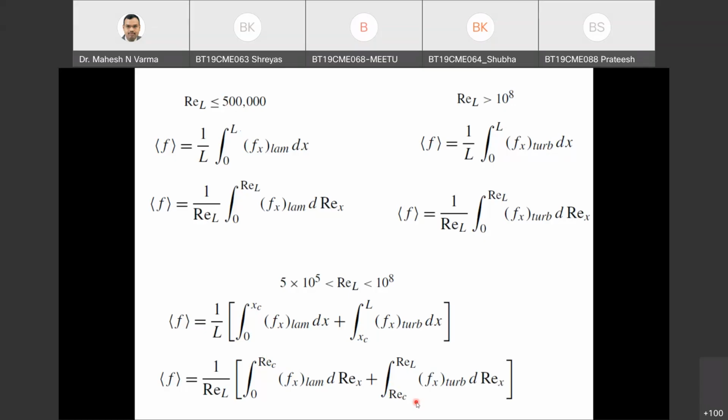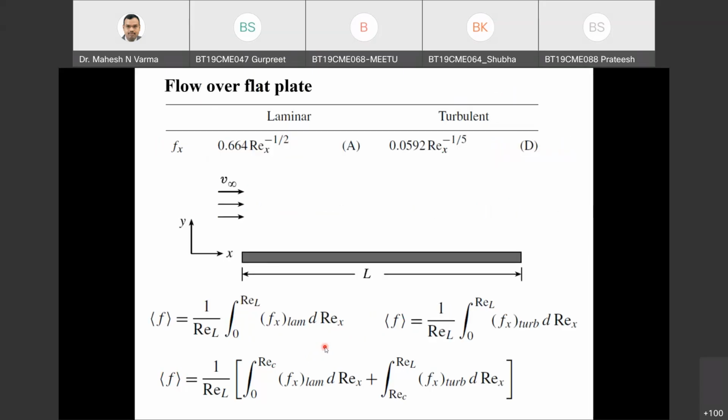Roll number 47, Gurupreet. Yes sir. What is the average value of friction factor for this? Sir, I'm getting 0.074 Re_L to the power minus 1 by 5 and 1740 Re_L to the power minus 1. Okay, I don't remember, maybe. But this is what you can say: this is the value for laminar and this is the value for turbulent.